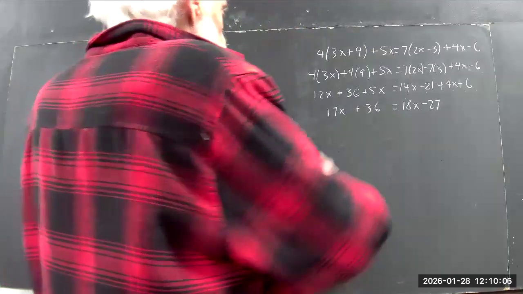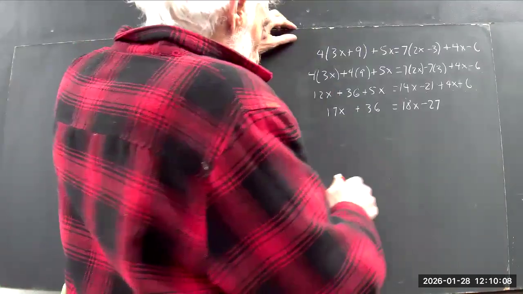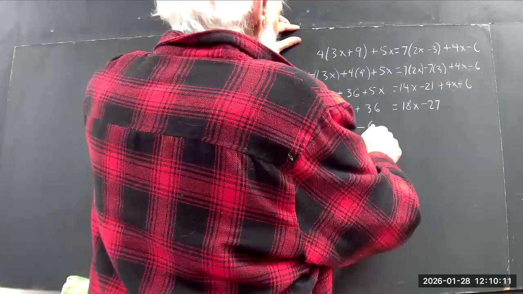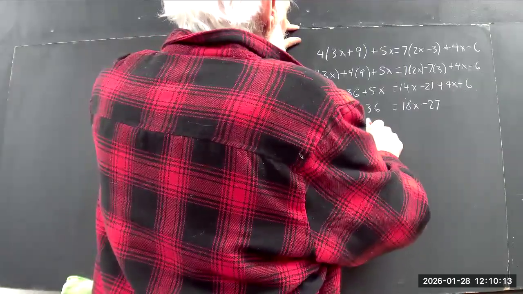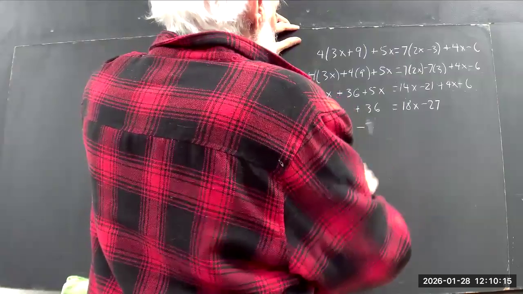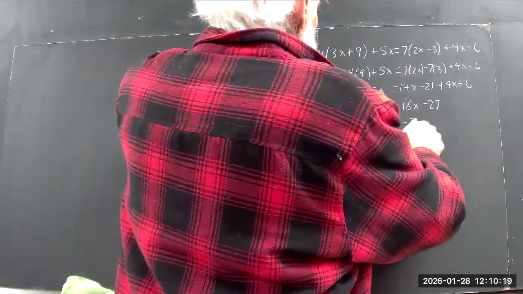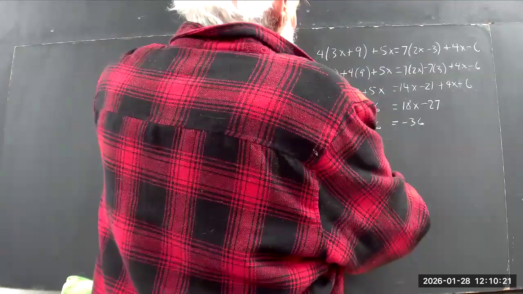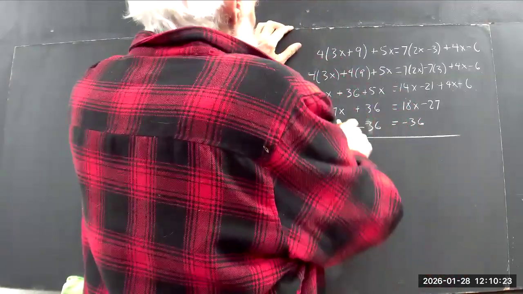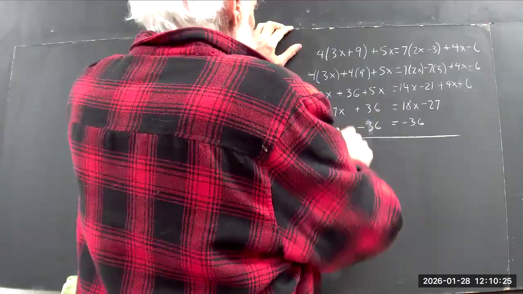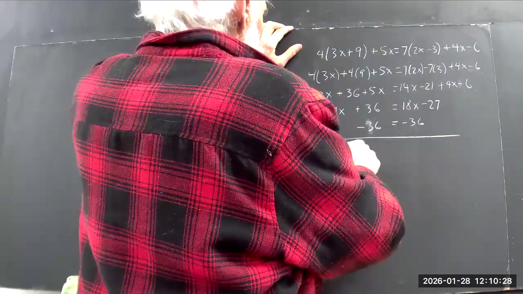Now we're just down to a simple equation like the ones we've seen before. We're going to try to isolate x on the left-hand side. Here we have 17x plus 36. We're going to add negative 36 to both sides of the equation, and it's going to leave us with 17x on the left.